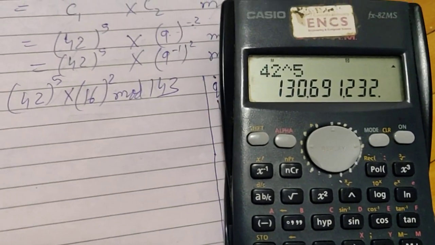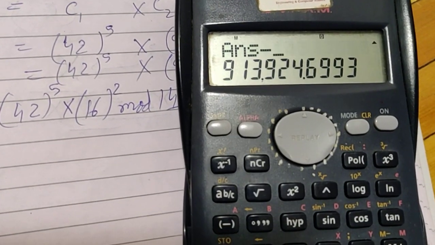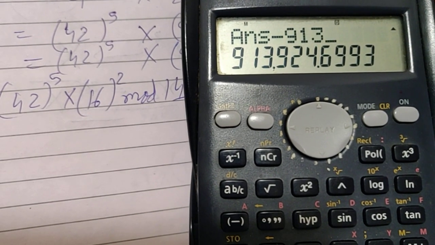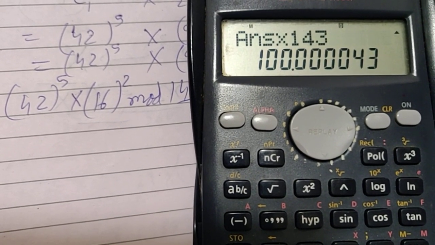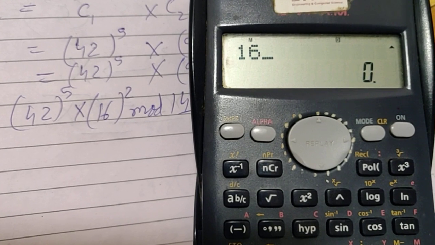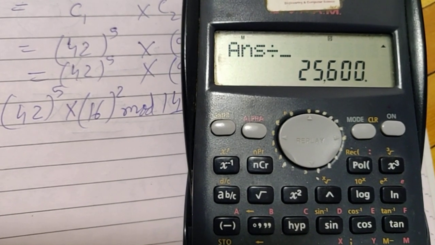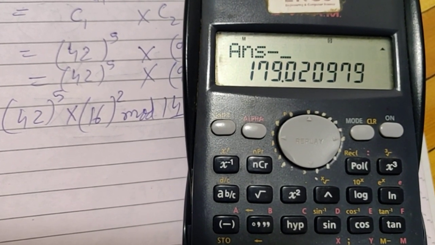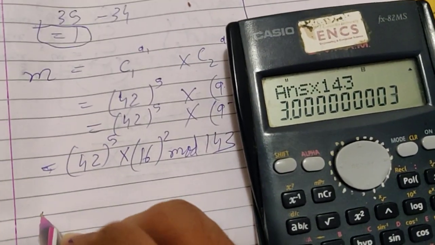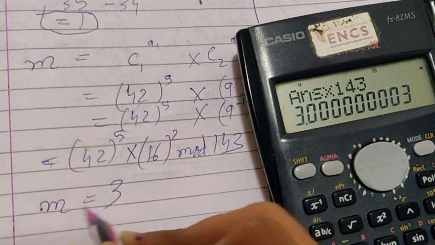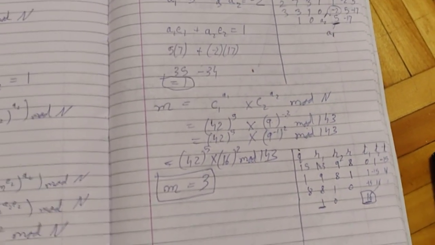42 raised to 5 divided by our modulo 143. Subtract the numbers before the decimal. 913924 into 143 is equivalent to 100, and we have 16 square, so 16 into 16 into 100 divided by 143, minus 179 into 143. So our M here, which we found using the common modulus attack, the message sent was 3.